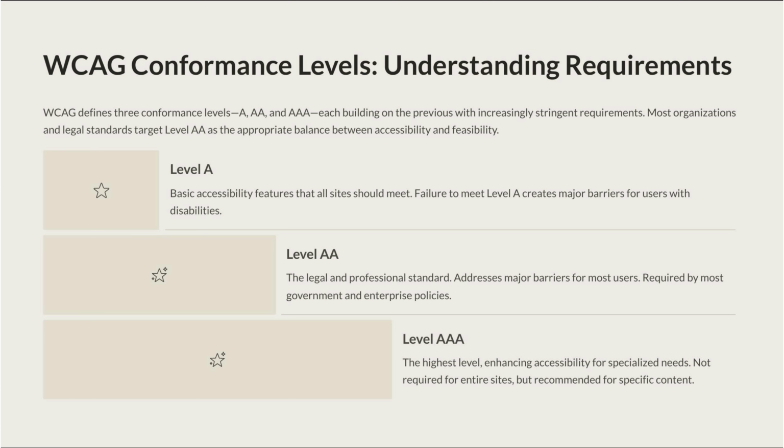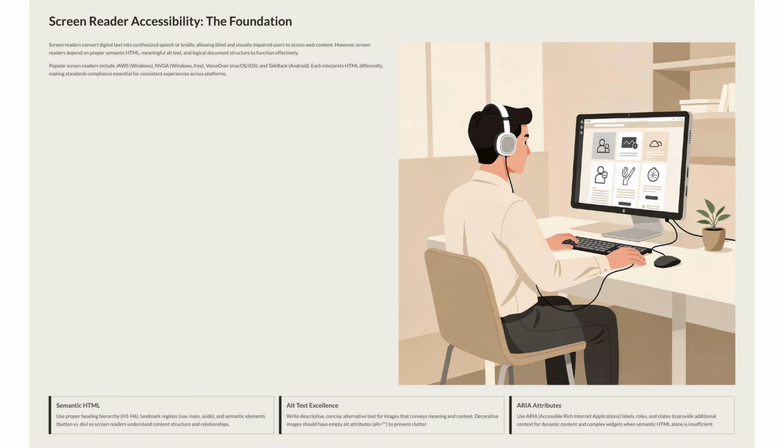Level AAA, the highest, caters to specialized needs, recommended for specific content, but not entire sites. Screen readers transform digital text into speech or braille, crucial for blind users. Effective use requires semantic HTML, meaningful alt text, and logical structure.